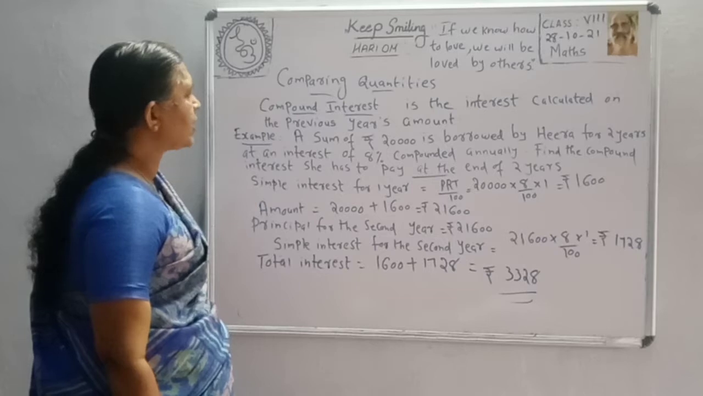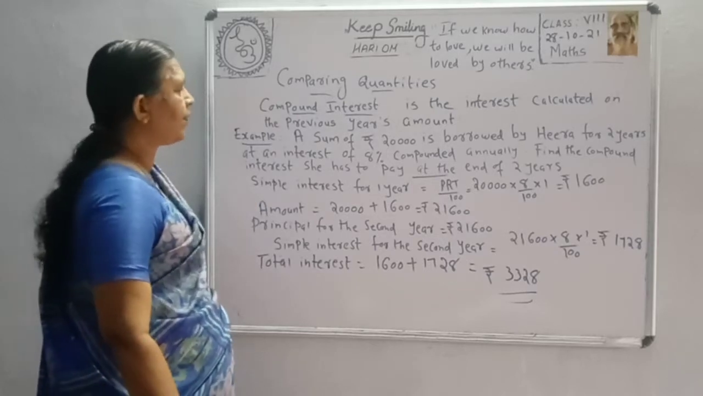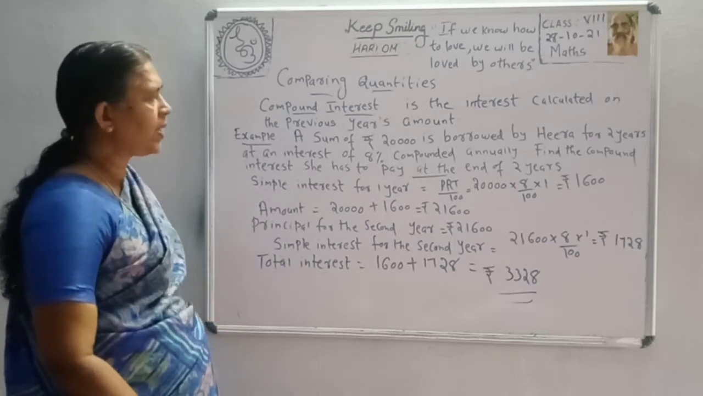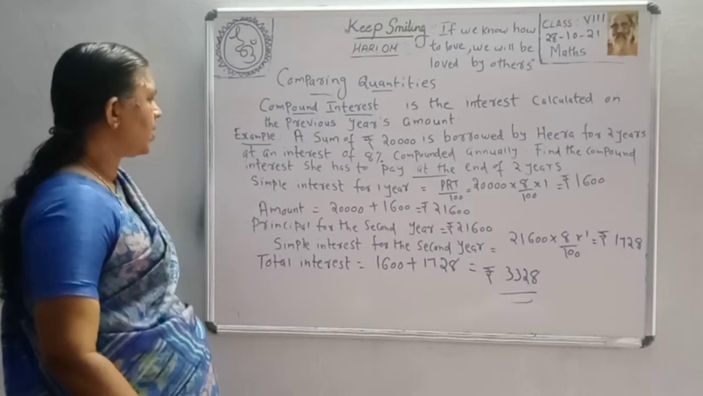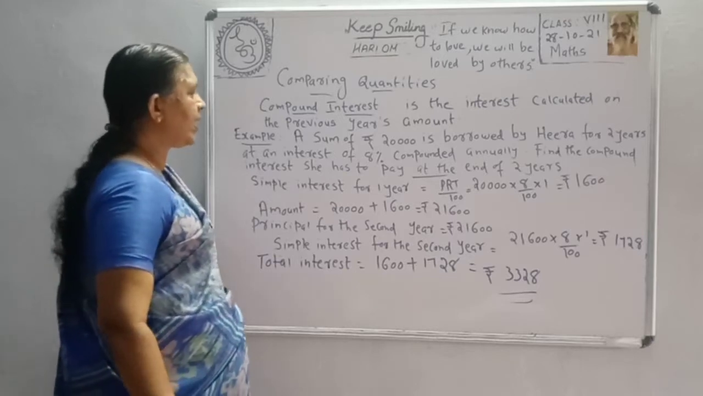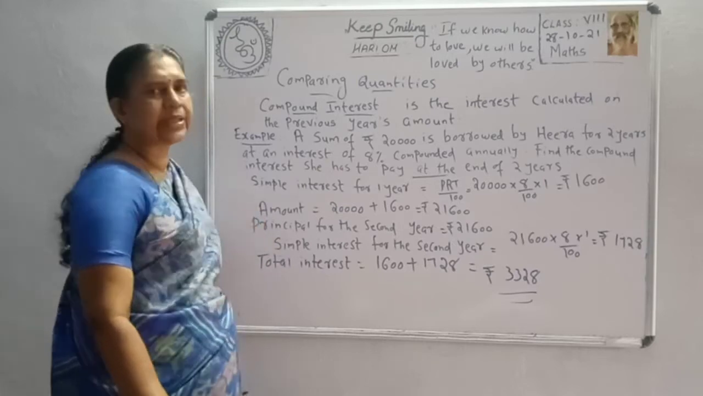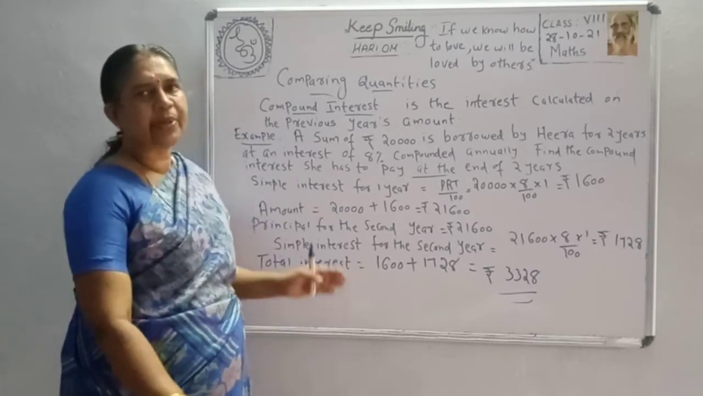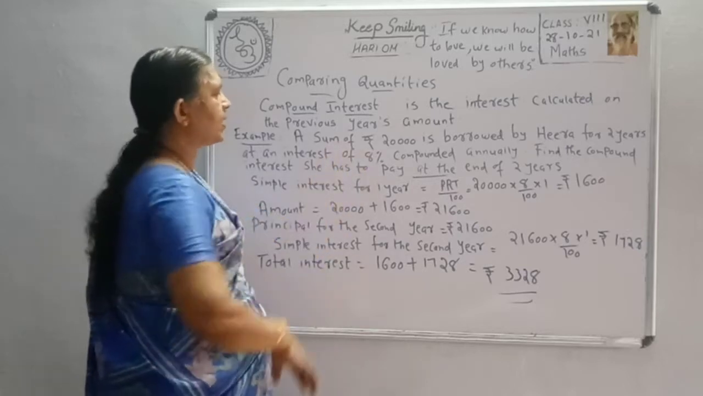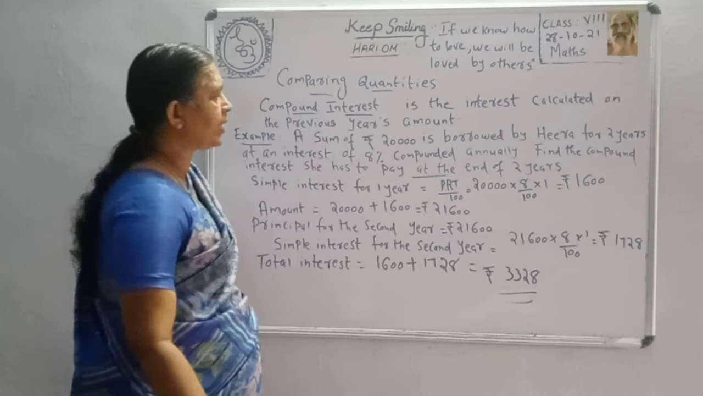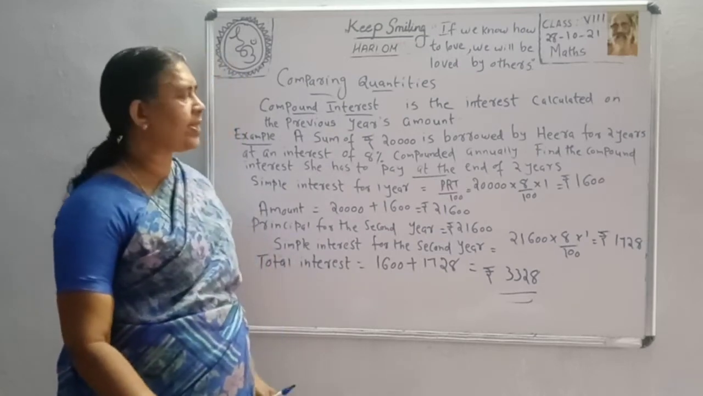You can look at an example. A sum of rupees 20,000 is borrowed by Hira for 2 years at an interest of 8% compounded annually. Find the compound interest he has to pay at the end of 2 years. Here, what is the simple interest for 1 year? We know the formula to find simple interest: PRT by 100. Here P is the principal, 20,000. So 20,000 into 8 by 100 into 1 is equal to rupees 1,600.